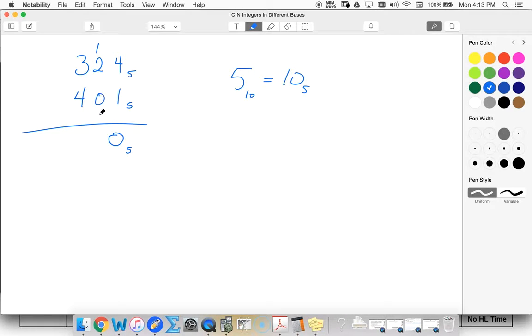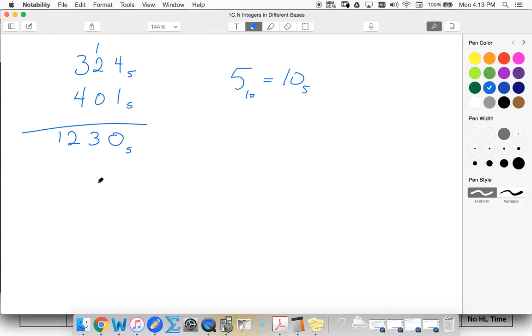So 1 plus 2 plus 0 is 3. That's a number that's okay in base 5 as well. 3 plus 4 is 7, but I know that 7 in base 10 is the same as 12 in base 5. So adding up these two numbers in base 5 gives me a result of 1,230 in base 5.